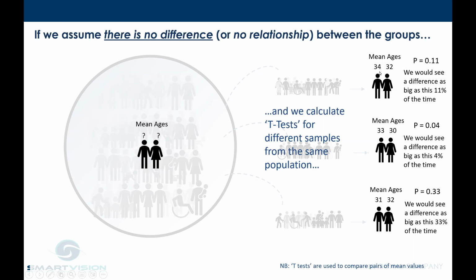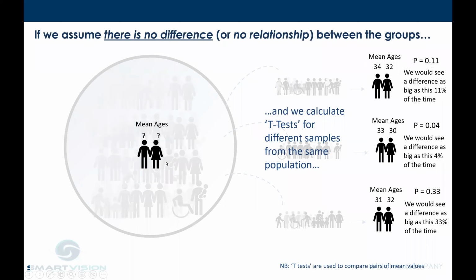It's saying that this difference is so small that you would see a difference as big as that 11% of the time, even in a universe where the mean ages of these two groups are exactly the same. Maybe you have a much bigger sample, and this time the p-value is 0.04. Here it's saying you would see a difference as big as that, a difference between 33 and 30, a 3-year difference, as big as that 4% of the time in a universe where the mean ages for both groups were in fact the same.